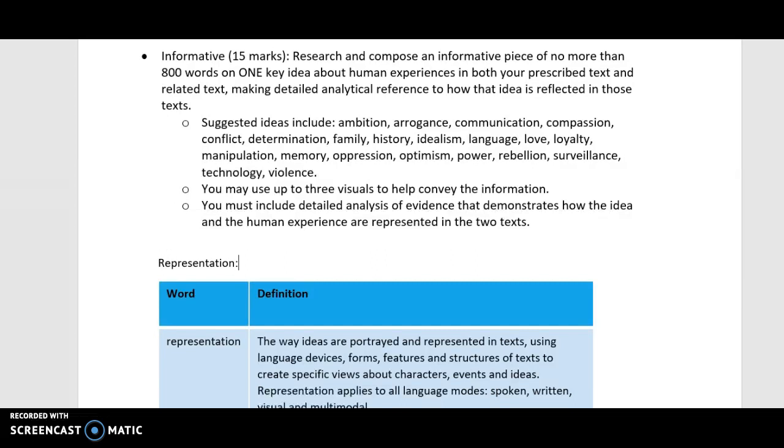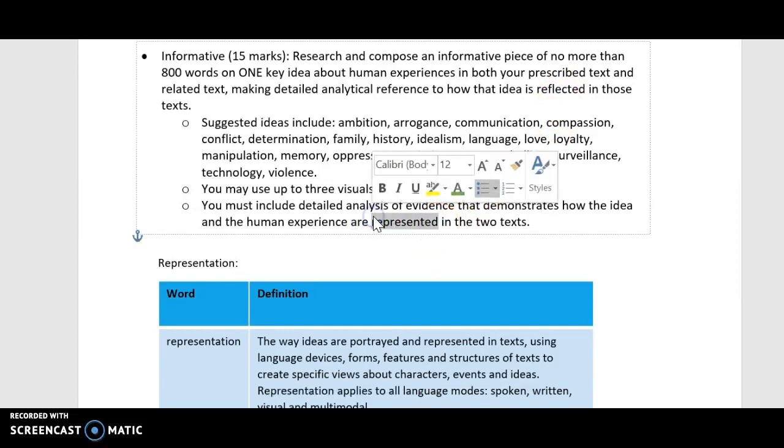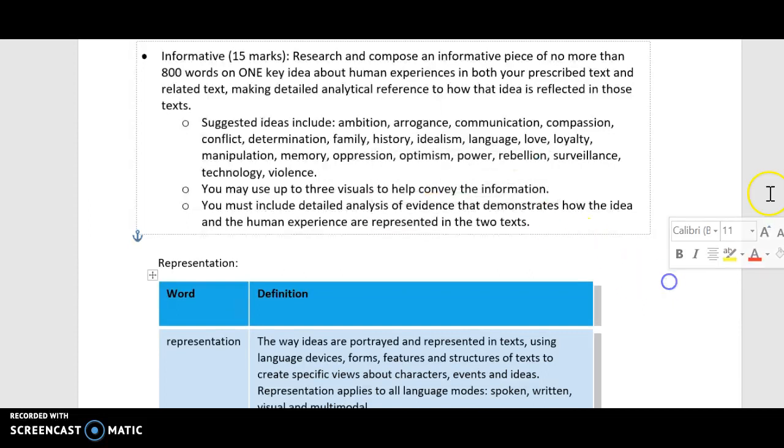And down here, it tells us you must include detailed analysis of the evidence that demonstrates how the idea and the human experience are represented in the two texts. Now, a couple of things that are happening there. How questions are analytical questions. It's saying you have to analyze the idea, the human experience. We've also got reflected and we have represented. This unit is a representation unit. It's that textual concept of representation that you have studied in class. So you have to remember what that means.